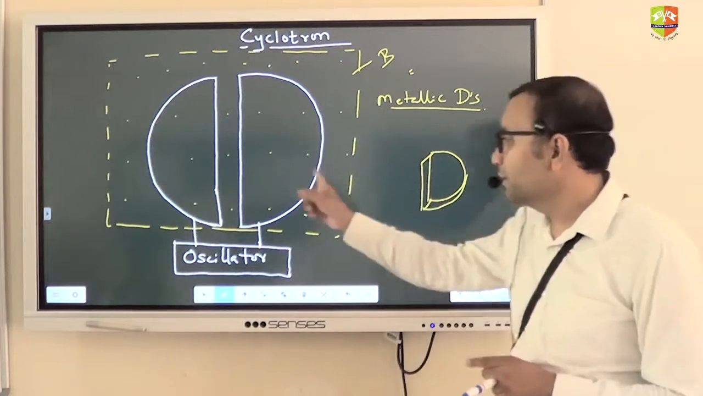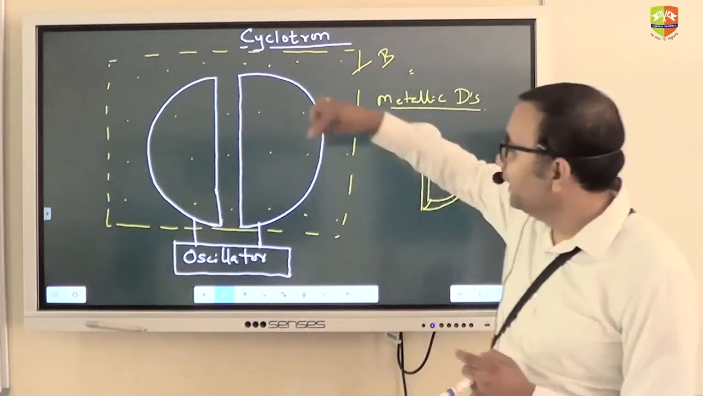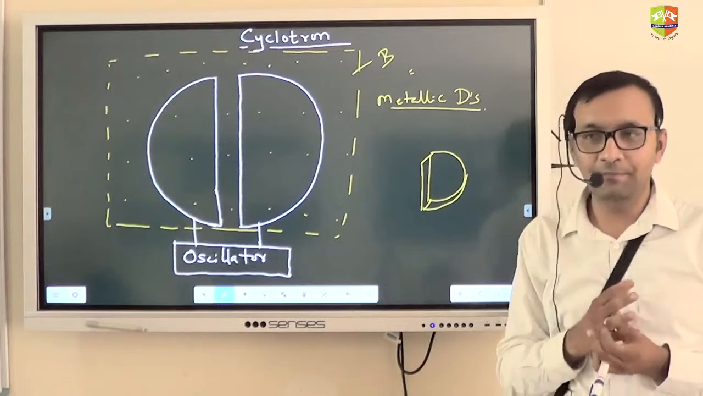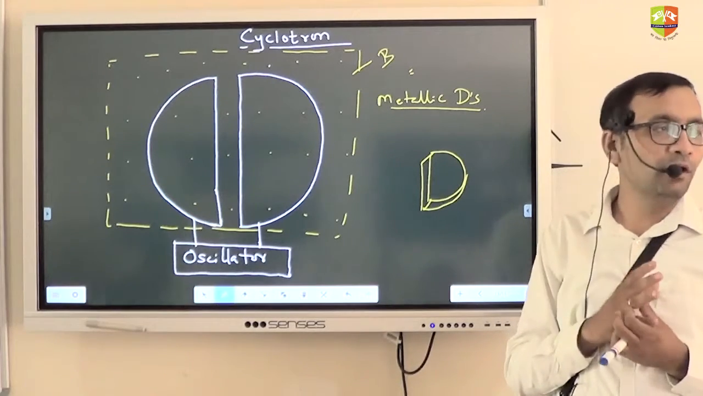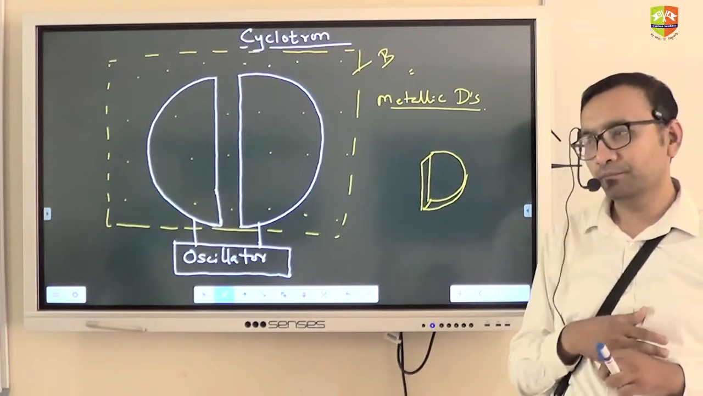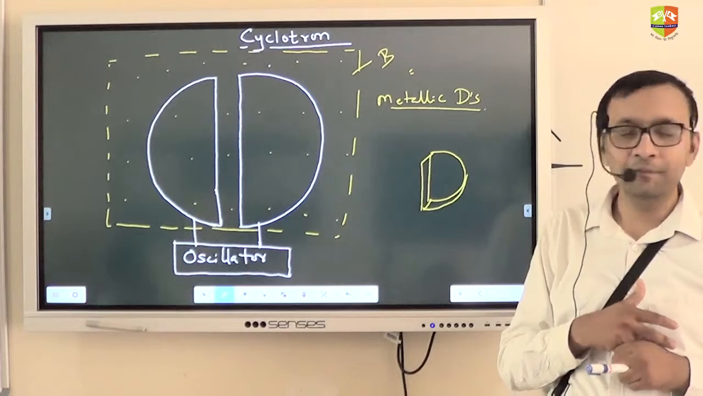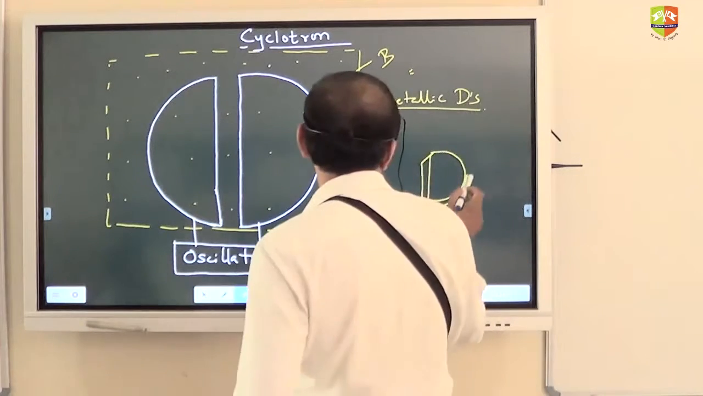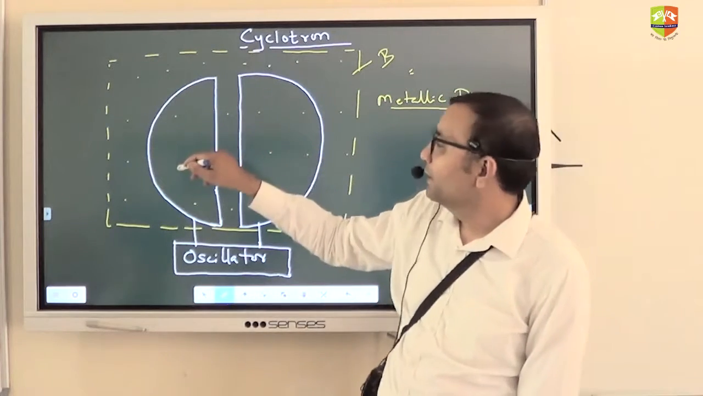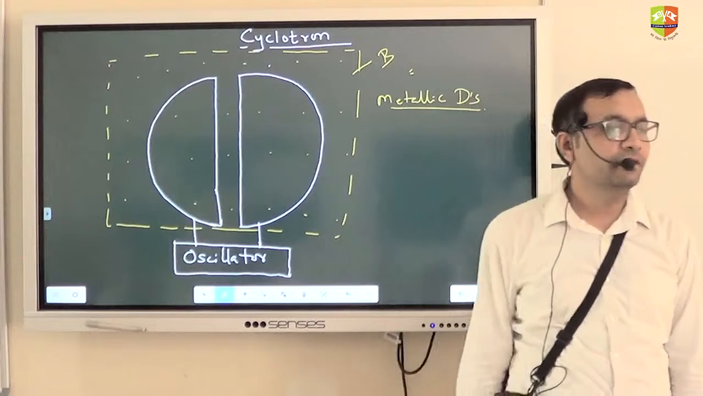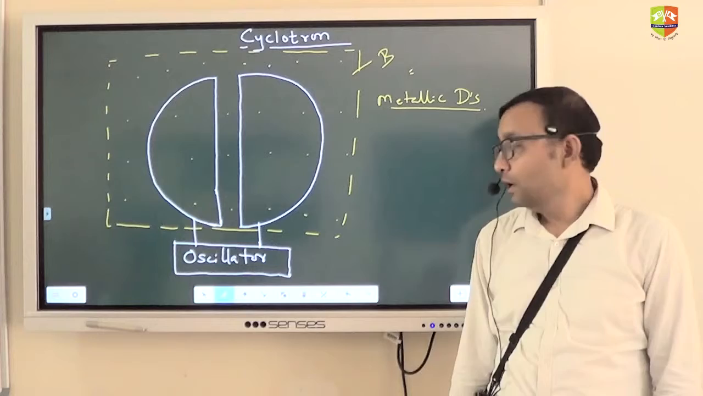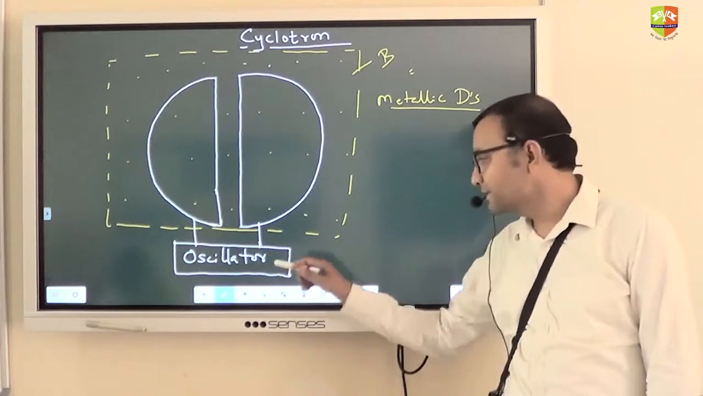Okay, so these are the two metallic enclosures, and in between there is a gap. Very, very small gap, extremely small. It is so small that you can ignore it for practical purposes. But it is required. I'll tell you how later on. Okay, now. Even though this is an enclosure, magnetic field can be there inside the enclosure. Electric field cannot be there. Okay?